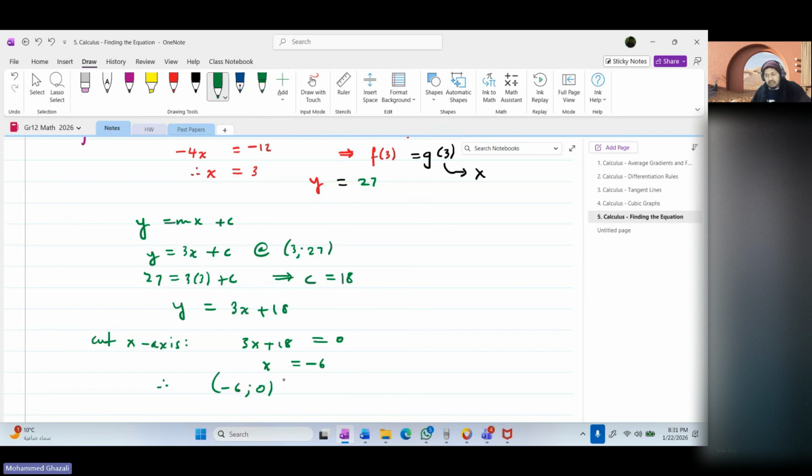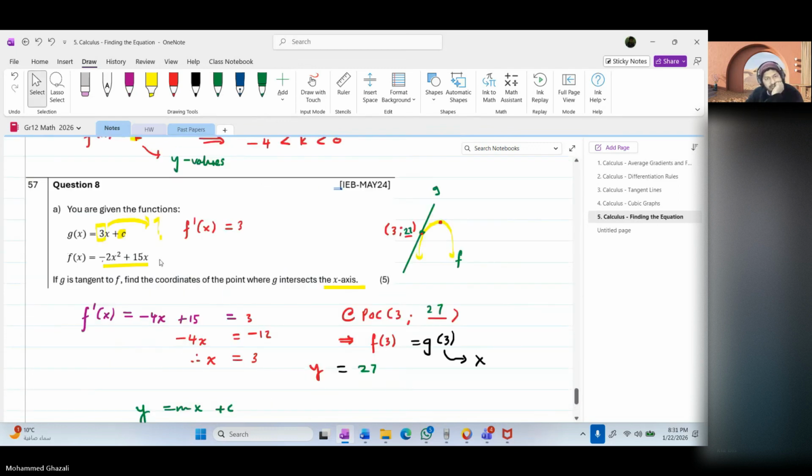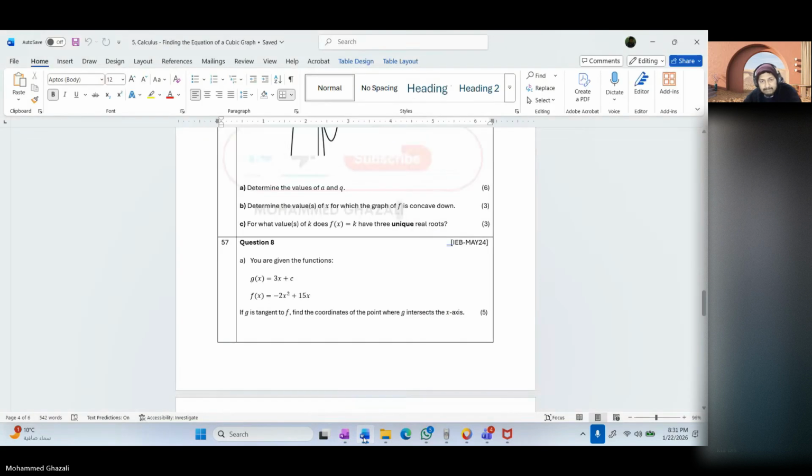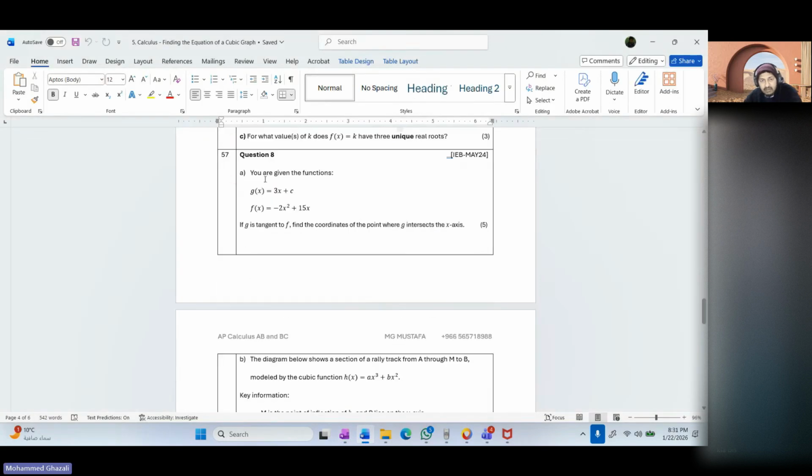So this problem is about understanding point of tangency, right? What's happening at the tangent point? If you find the derivative, it must be equal to that value. That's how you need to find that x value first, the point of contact first, and then you can solve everything. Any questions? No questions? Excellent. So that was 5 marks.